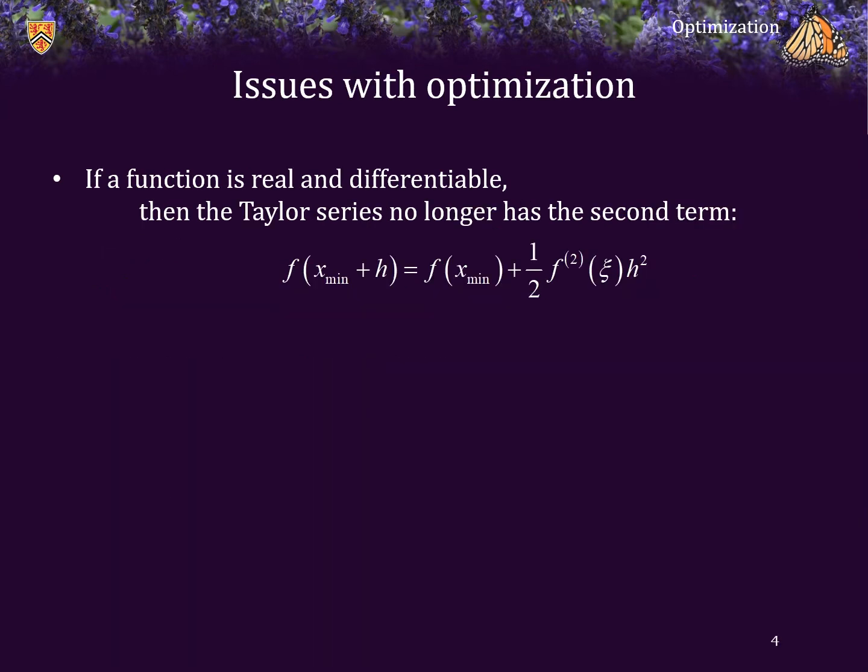Now, if a function is one of a real variable and it is differentiable, then the Taylor series also no longer has the first-derivative term. So consequently, in the vicinity of an extremum, f at x of that minimum plus h is going to be f at that point plus 1/2 the second derivative at some point psi times h squared. And the second derivative, if it is a minimum, must be positive.